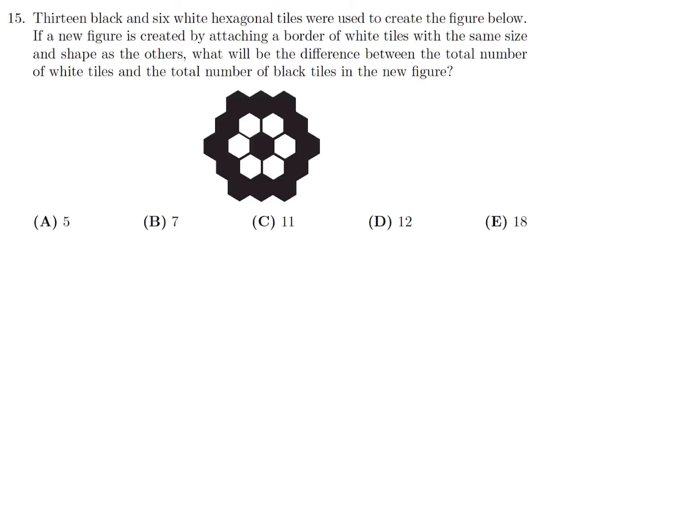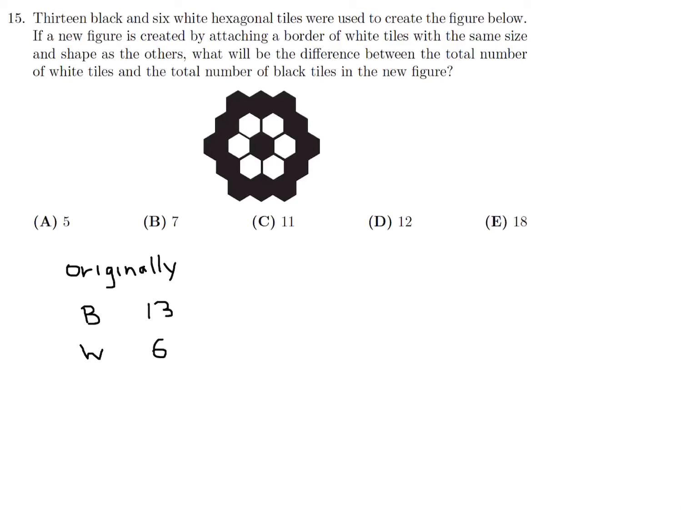"13 black and 6 white hexagonal tiles were used to create the figure below. If a new figure is created by attaching a border of white tiles with the same size and shape as the others, what will be the difference between the total number of white tiles and the total number of black tiles in the new figure?" So originally, in this diagram, how many black tiles do we have and how many white tiles do we have? Well, they tell you, black tiles there's 13 and white tiles there's 6.